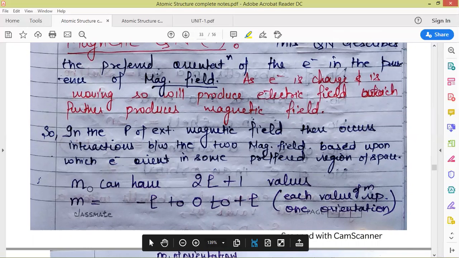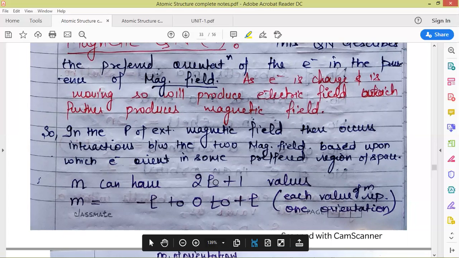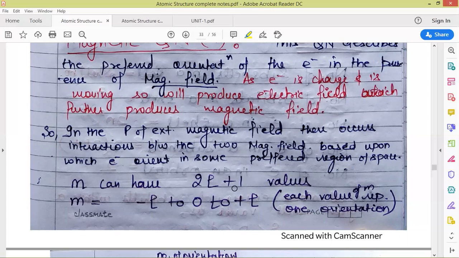This value of m further depends upon the value of L. M can have 2L plus 1 values. M can have multiple values based upon the value of L. If L is 1, that means we are talking about the P subshell, so m can have 3 orientations. That means there are 3 orientations for the P subshell. For L as 0, that means we are talking about the S subshell, so 2 into 0 plus 1 means just one orientation. So the S subshell has just one orientation. For P, there are 3 orientations.